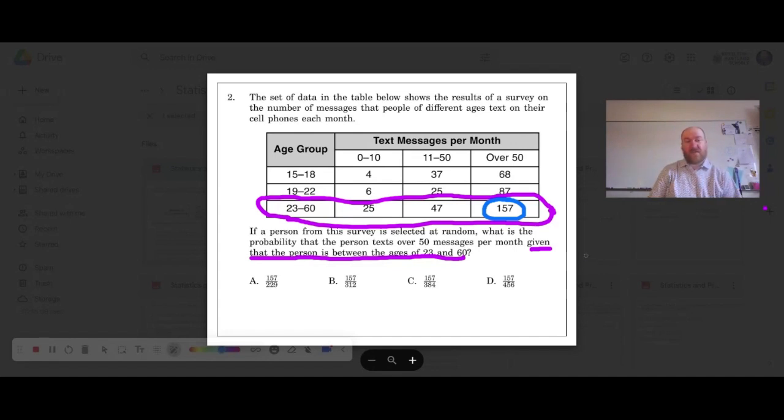That blue circle is people that text over 50 messages, and their age is between 23 and 60. Which answer choice shows 157 as the numerator? Well, they all do. Which denominator shows all these numbers added up? 25 plus 47 plus 157. Those all add up to 229. So the answer to this question is A.